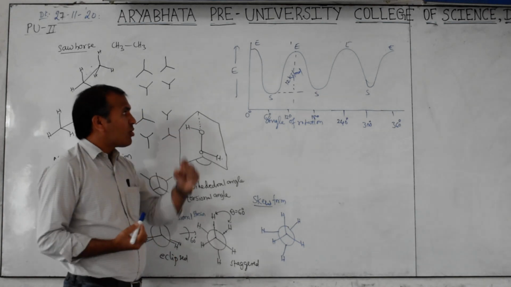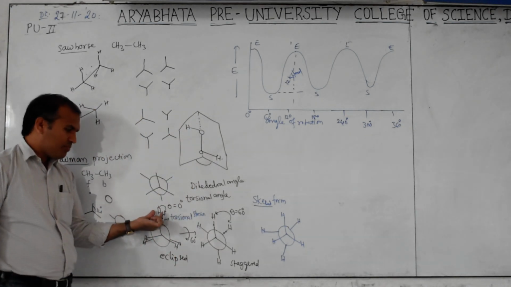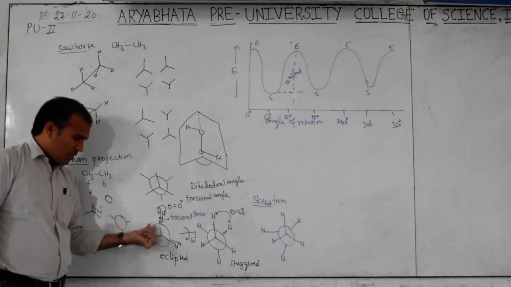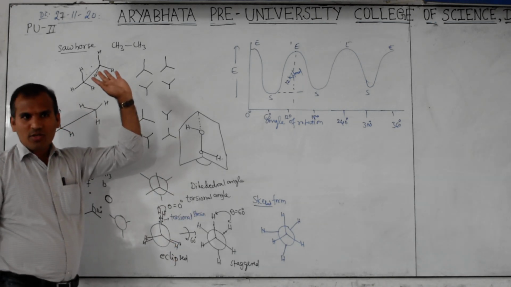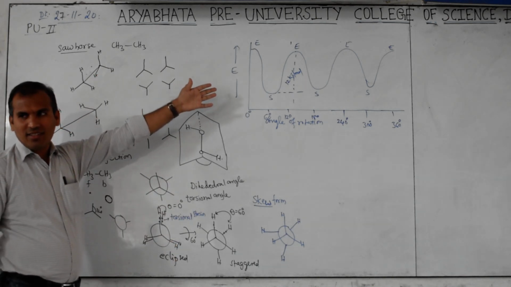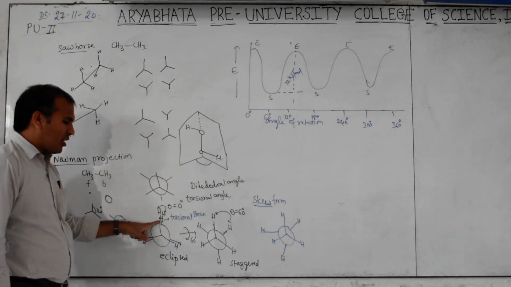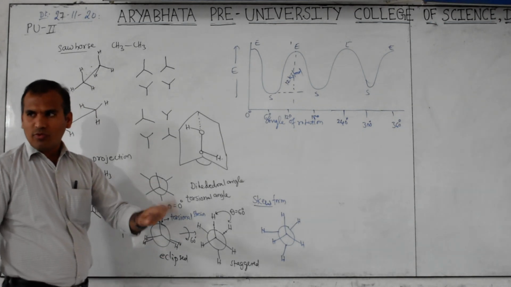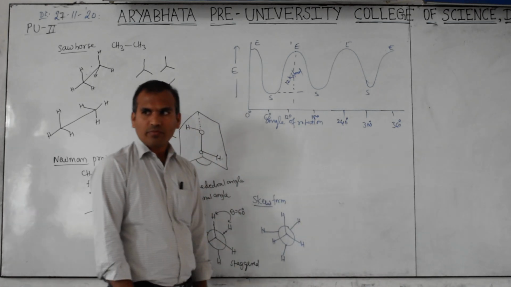So this 12 kilojoule per mole energy, how are we getting this one? Here torsional strain 4 kilojoule, torsional strain 4 kilojoule. This repulsion is there, na? Here, note down: here 4 kilojoule, here 4, here 4, 4 into 3, 12 kilojoule.